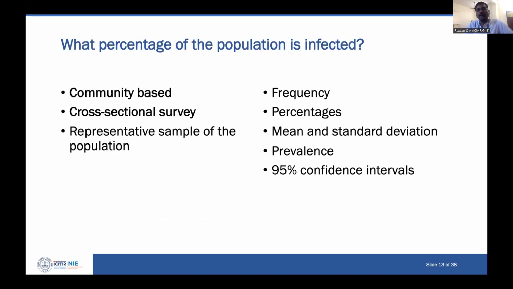So please remember, whenever you are doing a cross-sectional study, you can only estimate prevalence and not incidence, which is the occurrence of new cases. So frequency, percentage, prevalence, 95% confidence intervals is what you will get if you do a cross-sectional study.